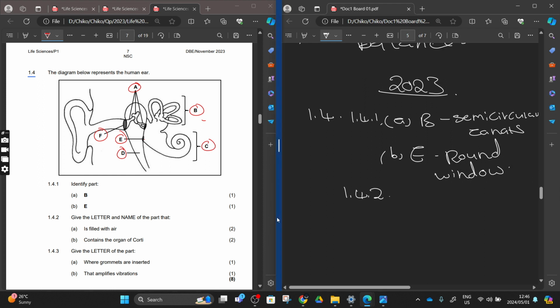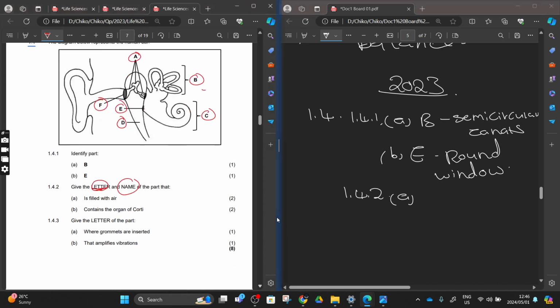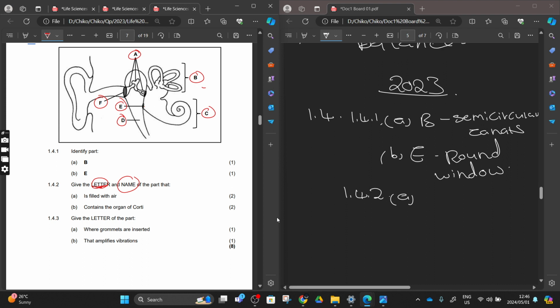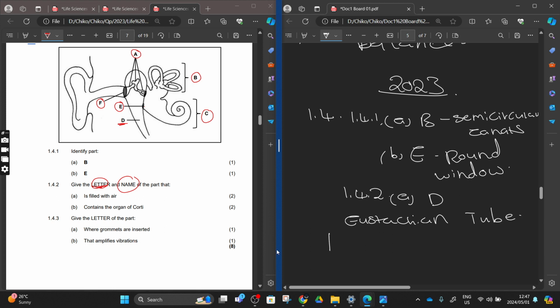1.4.2, right? They want only the letter and the name of the part that is filled with air. Here's the thing. You come and see these letters. You don't place your own letters. Letter A is ossicles. Are ossicles covered with air? No. Number F, tympanic membrane. No. Number B, no, because liquid. Number C, no, because liquid. Number E, no. And then we are only left with number D. So the answer is number D. And the name of that is the Eustachian tube.